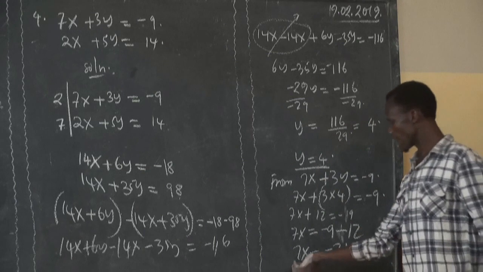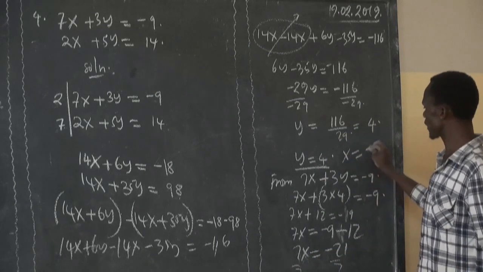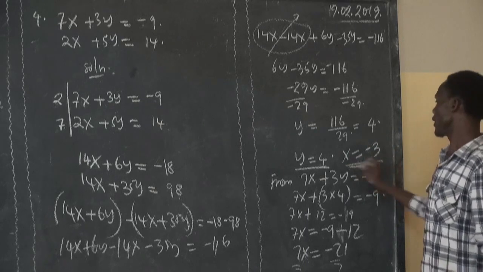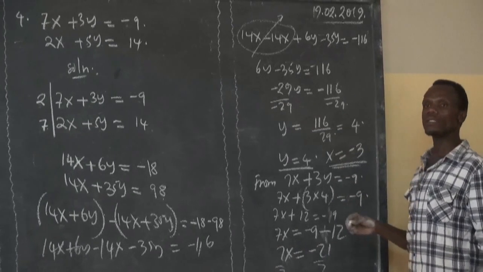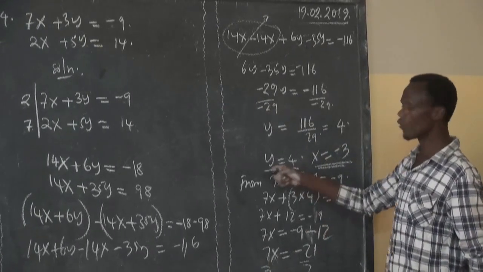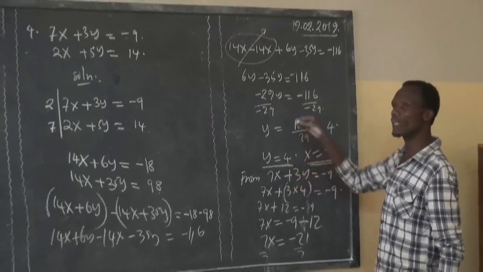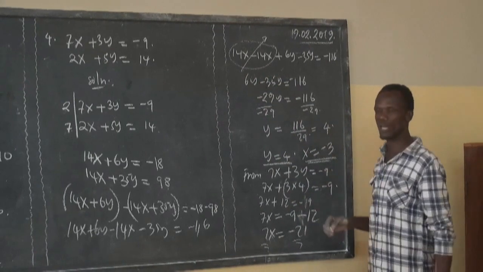Now if you divide by 7 on both sides, x you will find is negative 3. Now the value of x is negative 3. The most important thing here is to understand a principle. After you have got the value of y or the value of x, it means the one is eliminated. Then you choose one of the equations. Then you substitute in that way.